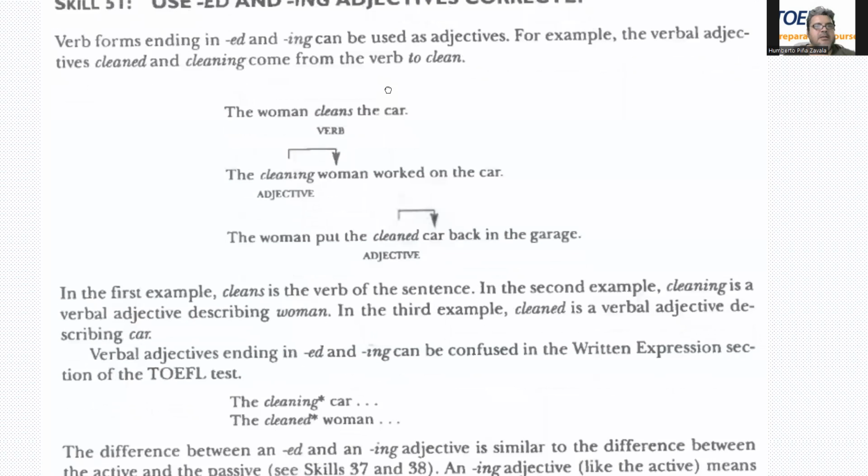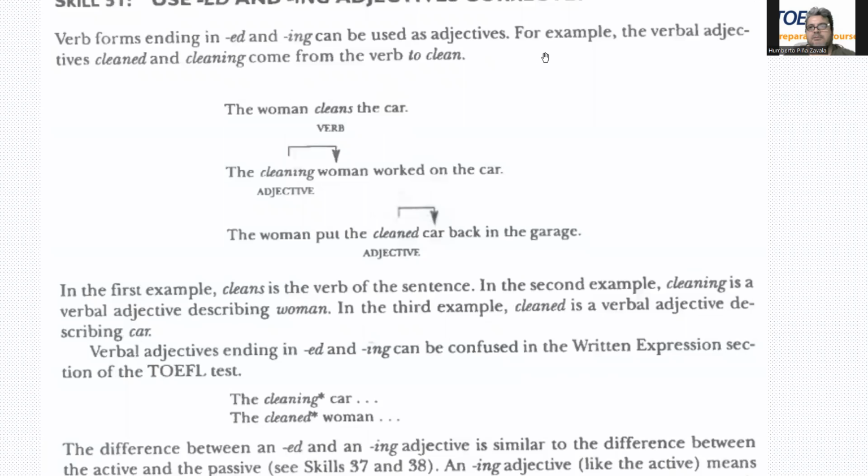Verb forms ending in ed and ing can be used as adjectives. For example, the verbal adjectives clean and cleaning come from the verb clean. The woman cleans the car. It's the verb. The cleaning woman worked on the car. That is an ing adjective. And the woman put the clean car back in the garage. That is a participial adjective.